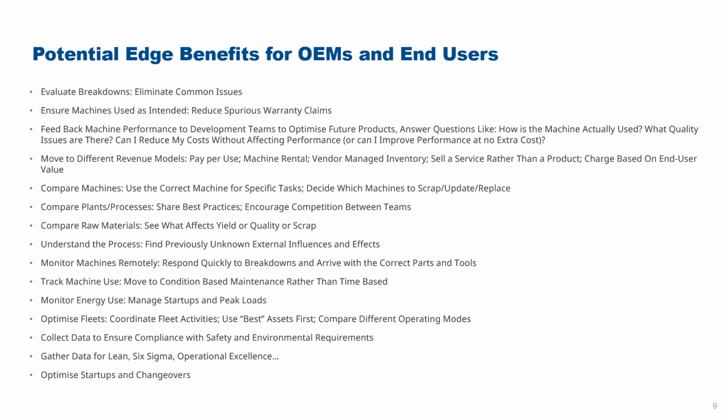You might want to track machine use. Again, for maintenance, rather than using time-based maintenance, you might want to move to condition-based maintenance. Maybe that's based on runtime, maybe it's based on machine speed, maybe it's based on the amount of widgets it's made. So there are lots of things where you can move to a condition or process type maintenance operations rather than just fixing your machine every few months.